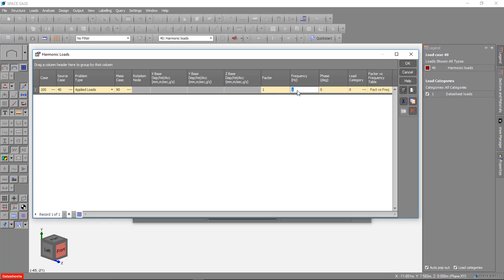We need to specify the frequency of the vibrating loads, so in this case it's 0.8 Hertz, and a phase. The phase represents where the load starts in the sine curve of a typical oscillation. A phase of 0 means that it's the start of the oscillation, 180 degrees means it's halfway through, and 360 means that it's at the end of a typical oscillation. So we click OK.